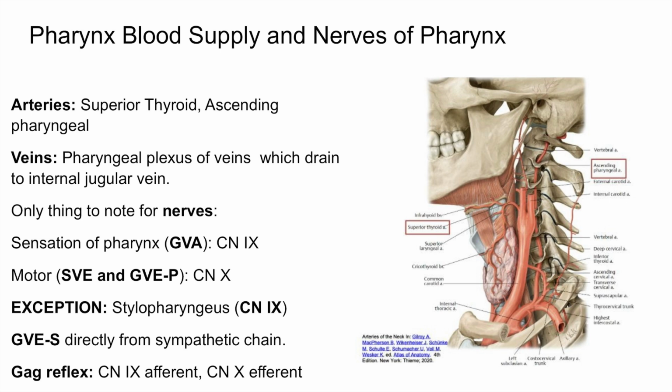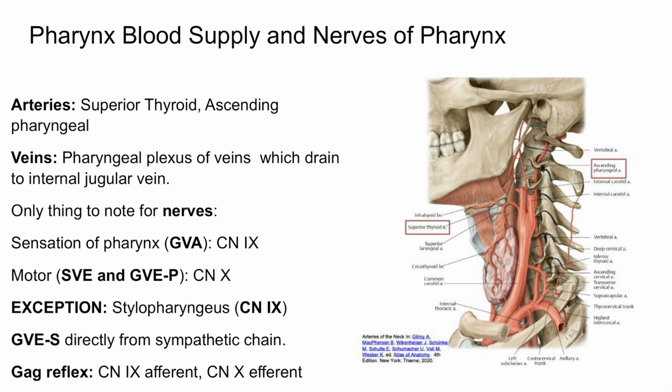So sensory innervation of the pharynx, specifically general visceral afferent, so GVA, sensation, is carried primarily by the glossopharyngeal nerve, or cranial nerve 9, and this is especially important for detecting stimuli in the oropharynx and triggering protective reflexes. So motor innervation, including both branchial motor, SVE, and parasympathetic, GVE-P, components, is provided mainly by the vagus nerve, cranial nerve 10, via the pharyngeal plexus.